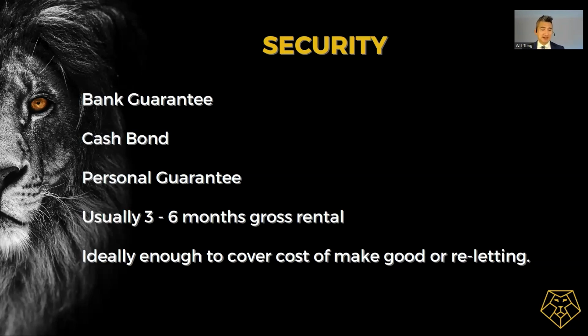The industry standard for security is usually between 3 to 6 months of the gross rent. Ideally, the amount of security you have is enough to cover the cost of make good if the tenant goes bust, and or reletting. So if the tenant goes away, you want enough money to fix up the place and to find a new tenant.